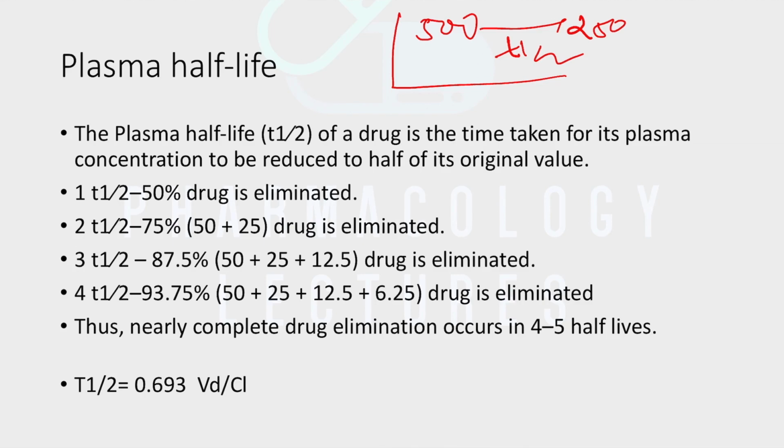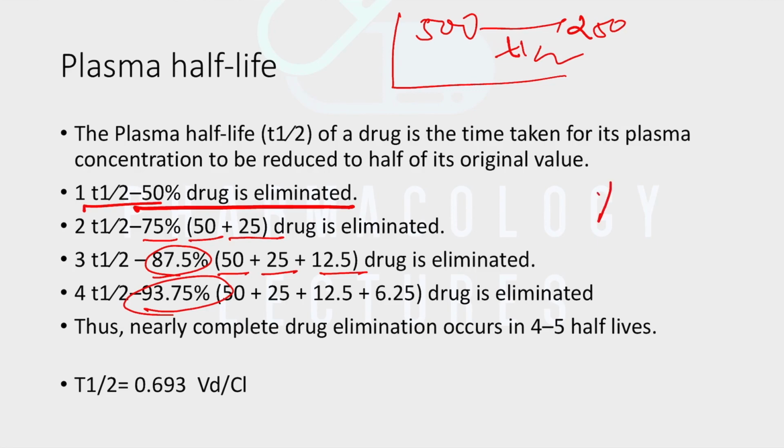It is generally said in first order kinetics that nearly 50% of the drug gets eliminated after the first half-life, because half-life suggests that 50% of the drug has decreased. Again, after the second half-life, half of the 50, that is 25, so 50 plus 25, 75% of the drug gets eliminated. After the third half-life, 50% of 25, that is 12.5%, plus the initial 50 plus 25, so a total of 87.5% of the drug is eliminated. After the fourth, 93%, and after the fifth, around 97% of the drug gets eliminated from the body.